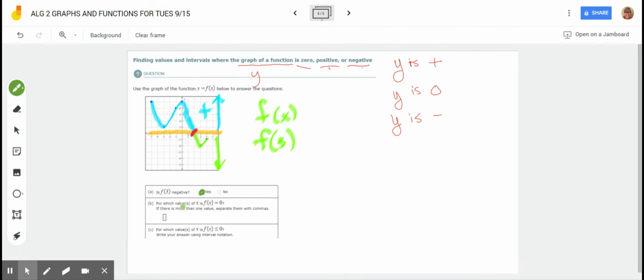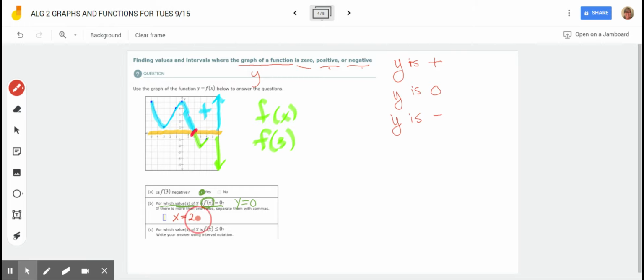For which values of x? See the difference? See how it says values of x and not the values of the function? When it says values of x, they really mean find x. Is f of x 0? When they say function, you say y. They're literally asking you, where is y 0? It happens right there at 2.